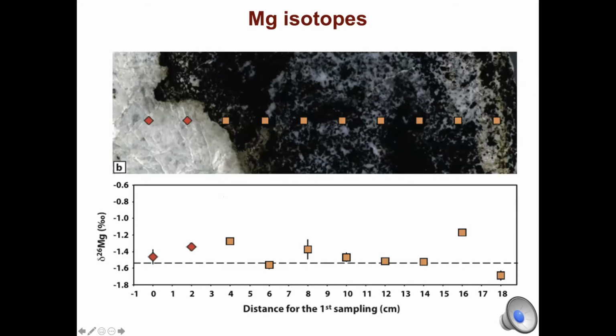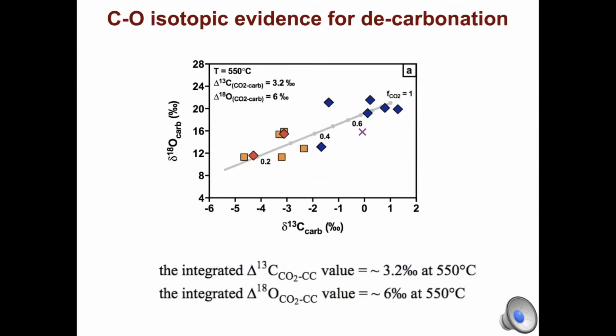Here is another example of whole rock magnesium isotopic compositions of hybrid rocks at a variable distance from marble xenolith. Now we move on to the discussion part. Carbon and oxygen isotopic values are clearly evidence for the decarbonation process.